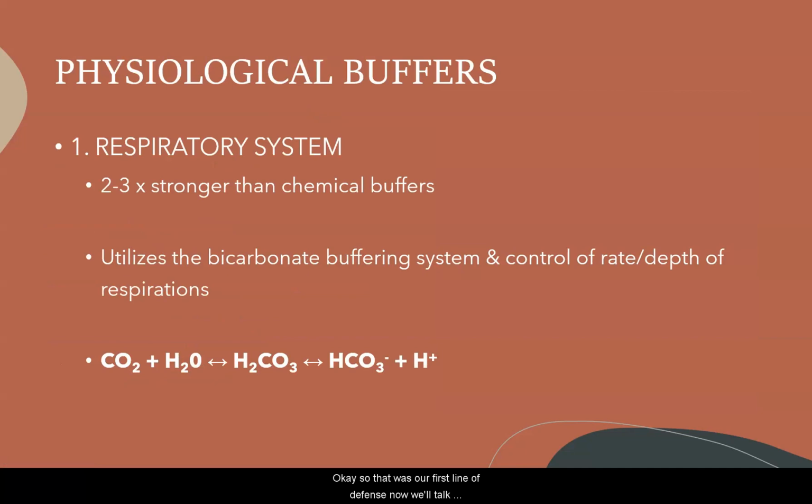Okay, so that was our first line of defense. Now we'll talk about our second line of defense, and really, this is the strong ways that we have of buffering the pH of our blood. And the first we'll talk about is the respiratory system, obviously breathing. This is 2 to 3 times stronger than chemical buffers, and it utilizes that bicarbonate buffering system, but also control and rate and depth of respirations.